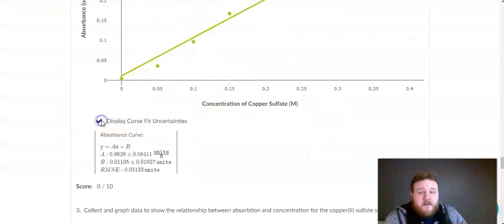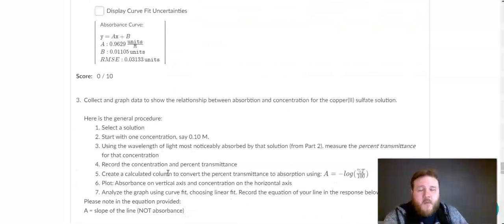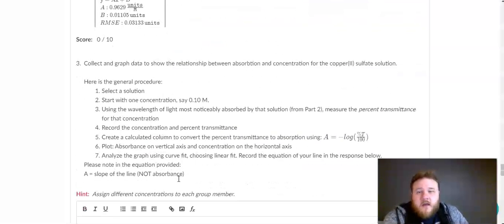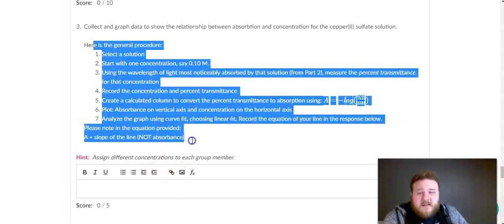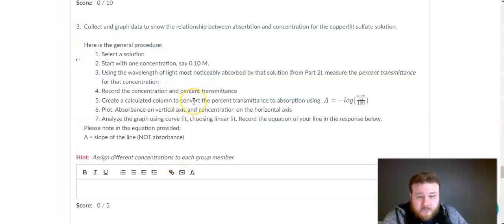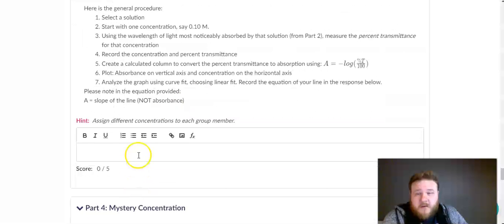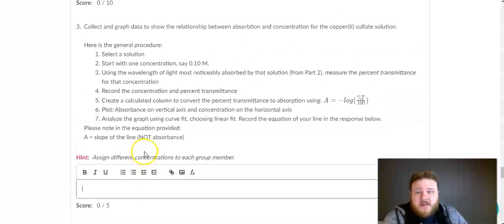All right, display curve fit uncertainties. You don't have to do that. That basically tells us a certain error on the calculated values that they determined. We don't need to worry about that. But we do need to know our values for the equation for our linear line. All of this here, that's basically what I went through with you. That's all the instructions that you needed to go through. All you need to put right here is what your equation is.